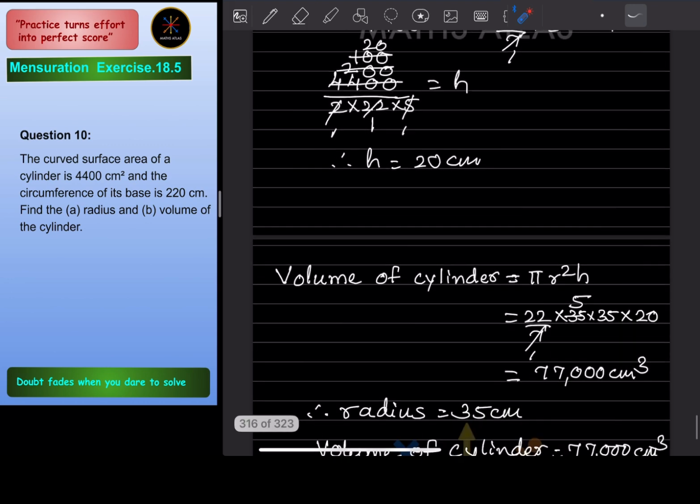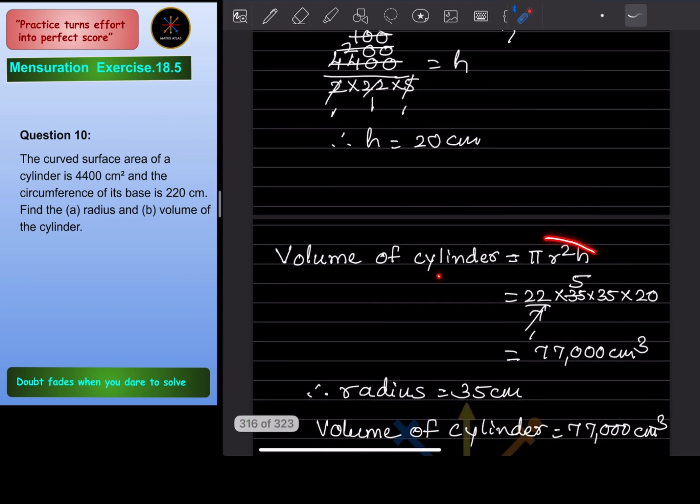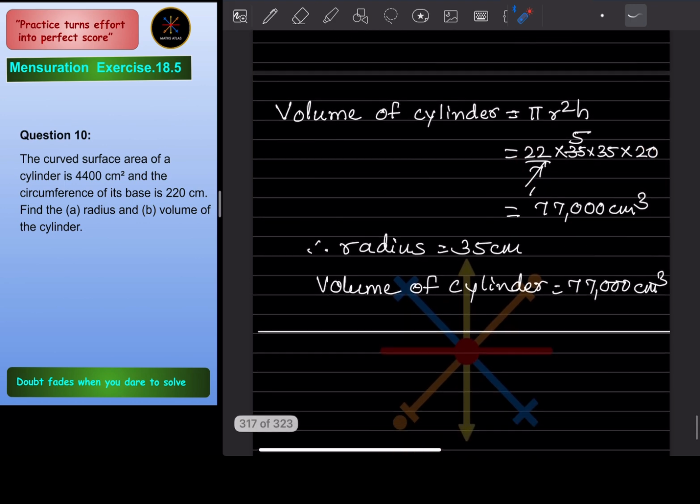Now let us see the volume. Volume of cylinder is pi r square h. So this will be 22 by 7 into 35 into 35, which is the radius, and we got the height as 20. So this is going to be 77,000 centimeter cube. So the radius is 35 centimeter and the volume of the cylinder is 77,000 centimeter cube.